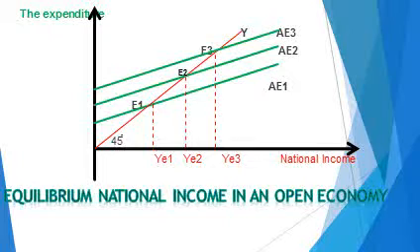In this graph you can see three levels of aggregate expenditure. The first level, AE1, refers to C plus I, the case of the closed economy. After the government intervention through the government expenditure, you have another aggregate expenditure level, AE2, and your national income equilibrium increases.